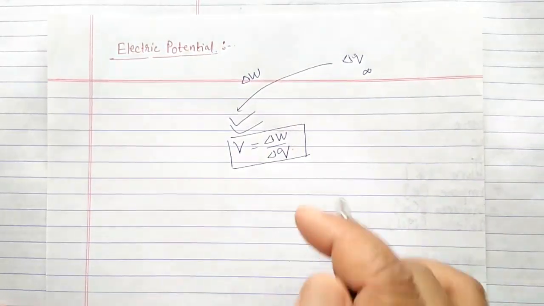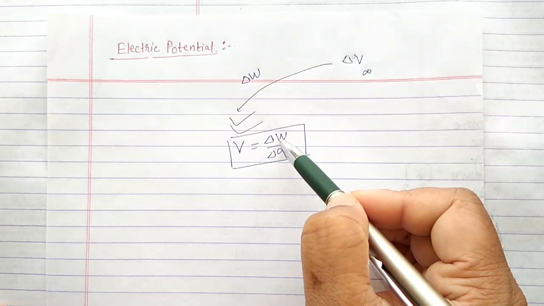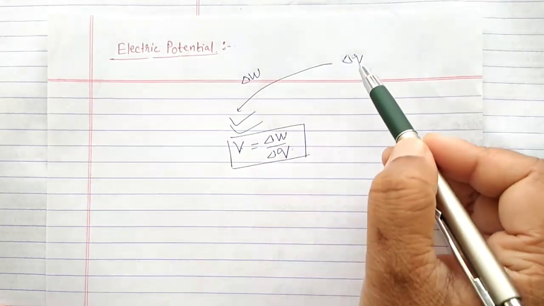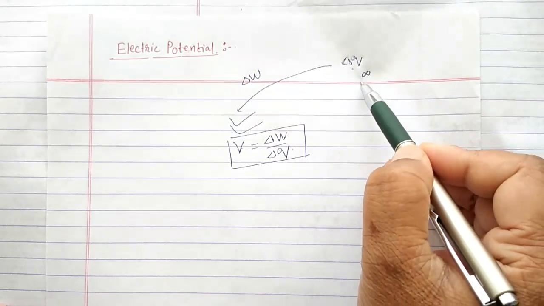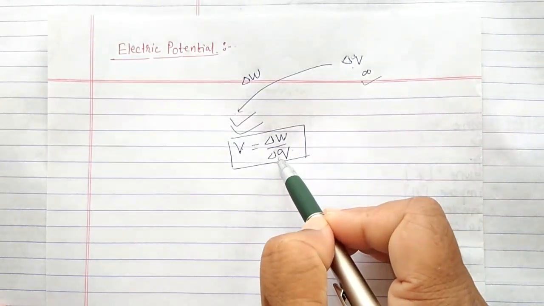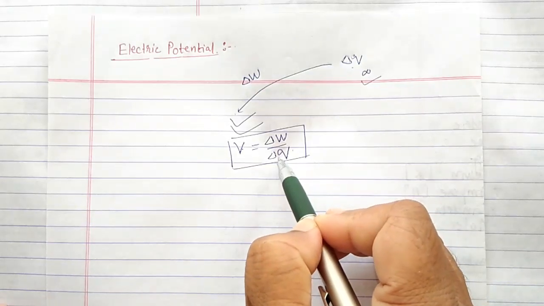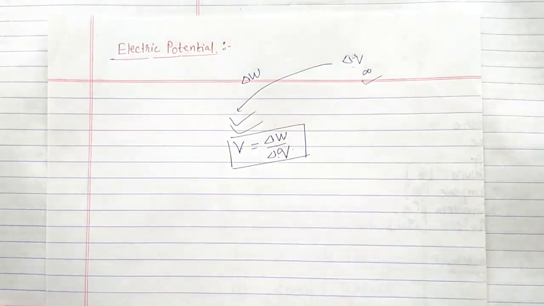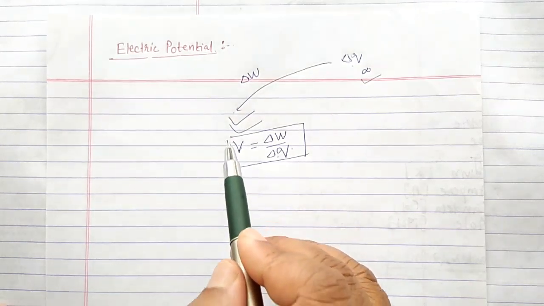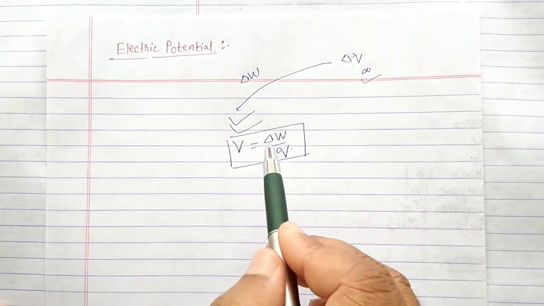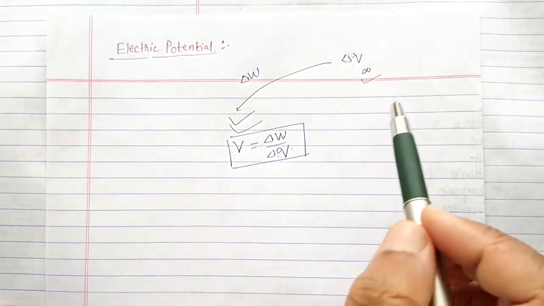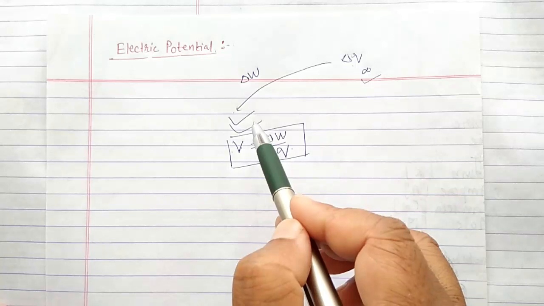This means electric potential may be defined as the ratio of the amount of work done in bringing a test charge from infinity to that point to the test charge. Or it may be simply defined as: electric potential V at any point is the work done in bringing a unit positive charge without acceleration from infinity to that point.